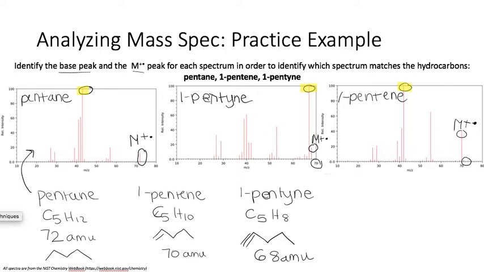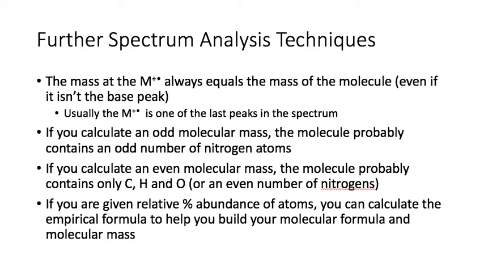What are some other tips and tricks to figure out these plots? Just like I've been saying, the radical ion peak always equals the mass of the molecule, even if it isn't the base peak. One thing to keep in mind is that there aren't very heavy isotopes over to the right. So usually your radical ion peak is one of the last peaks in the spectrum, if not the last one, just because you don't have many isotopes that are extremely much heavier than what you're starting with.